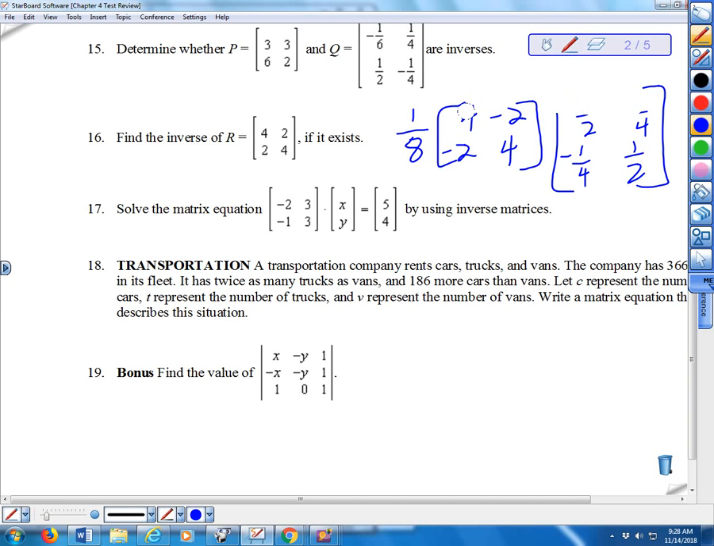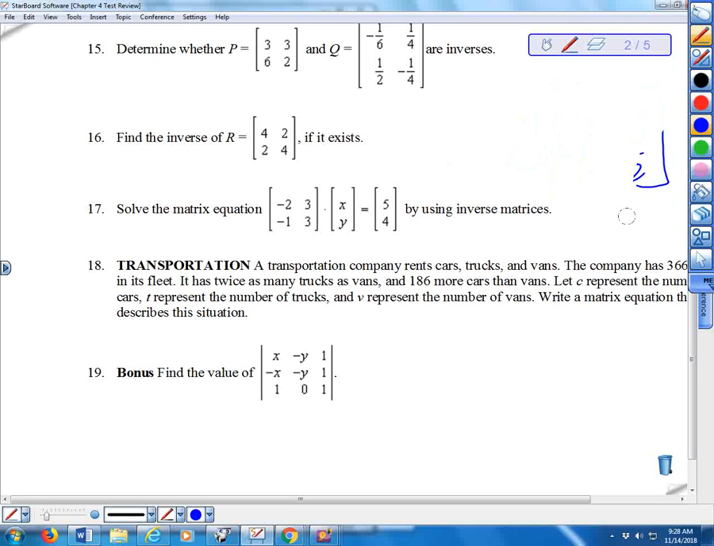Okay. Next one, solve the matrix equation using inverse matrices. I didn't require that you did this one by hand. Okay, so all we have to do to solve for x and y, I'm going to multiply this side by the inverse, right? So I have to do the same to the left of this one. So in a calculator, you're going to type in matrix, go to edit, make sure it's a 2 by 2, type in the matrix that you want to take the inverse of, which is negative 2, 3, negative 1, 3.